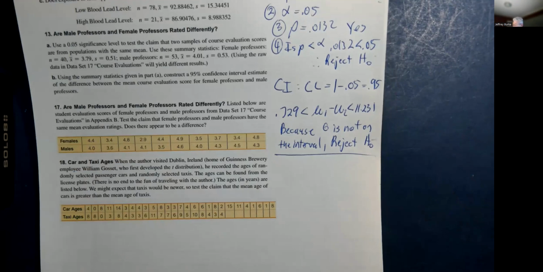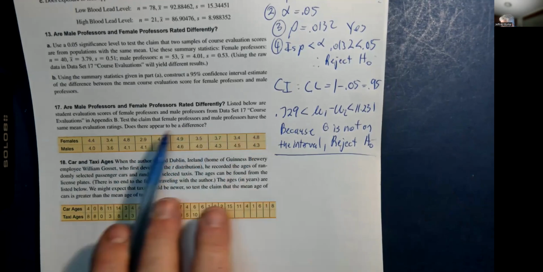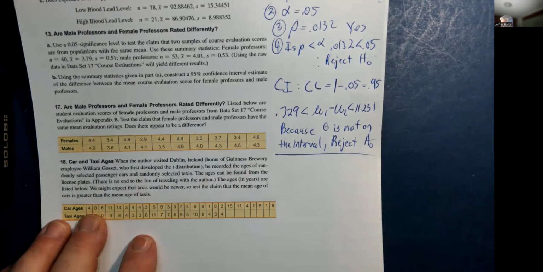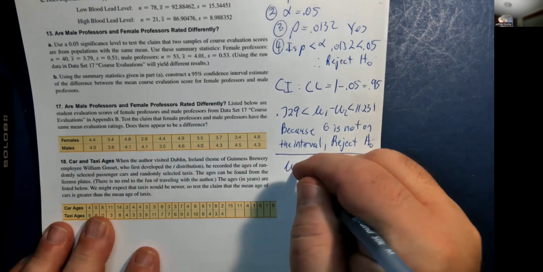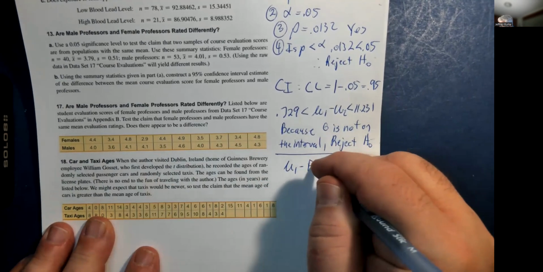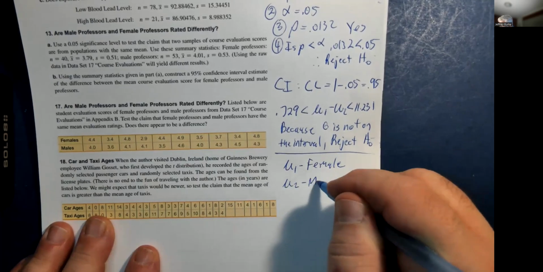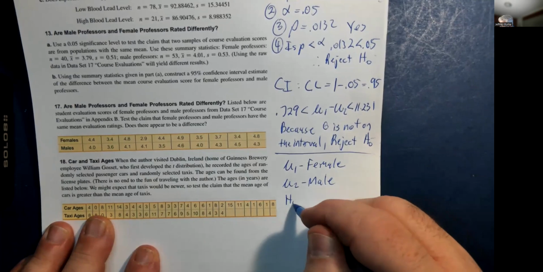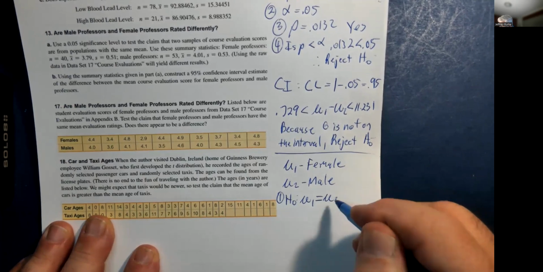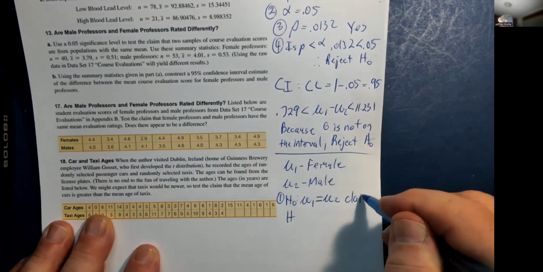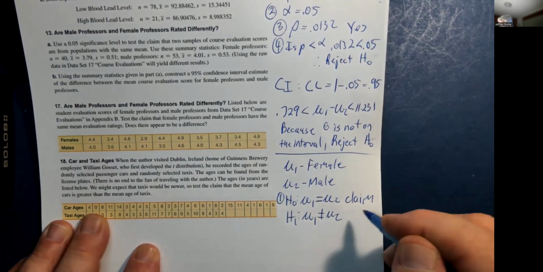So how do we do this here? Let's see. Test the claim that female professors and male professors have the same mean. Okay, so this is going to be the same as what we had in 13. Again, we have females and males. So mu 1 is going to be female, mu 2 is going to be male. For our null hypothesis, mu 1 equals mu 2. That's the claim. Our alternate hypothesis: mu 1 is not equal to mu 2.